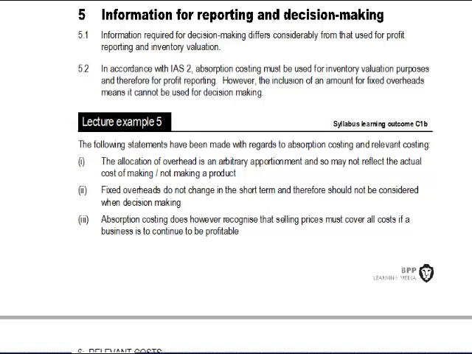Section 5, information for reporting and decision making. Information for decision making is very different from information that we use for profit reporting in our income statements and inventory valuation in our statement of financial position. As we've seen previously, absorption costing is used for inventory valuation purposes and for profit reporting. As such, we actually include fixed overheads, which we've already said are not relevant, in the cost of our inventory, and therefore we can't use it for decision making.